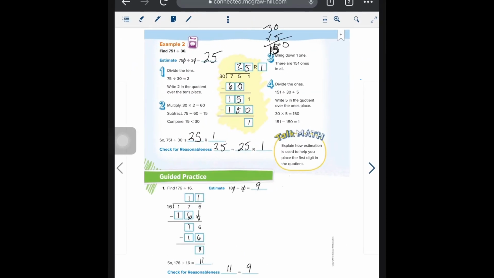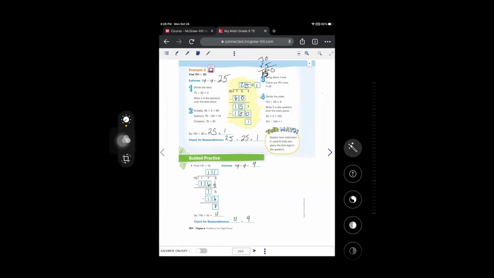16 will not go into 1, but 16 will go into 17 at least one time. 1 times 16 is 16. 17 minus 16 is 1. Bring down the 6 is 16. 16 goes into 16 one time. 16, 0. So 176 divided by 16 is 11. We estimated about 9. So it's close, but it's not very exact.